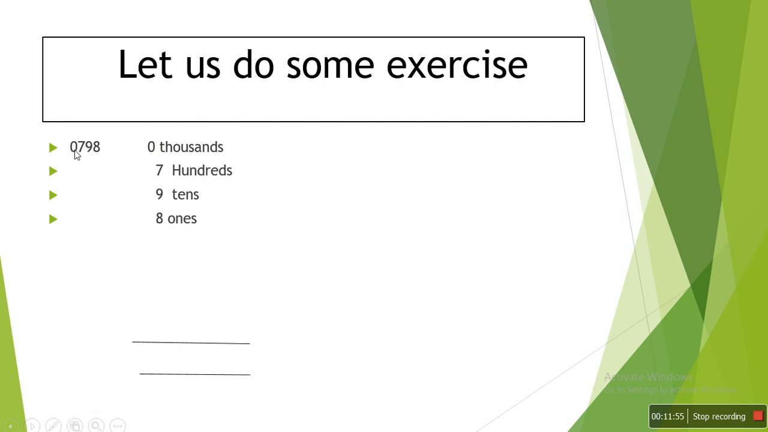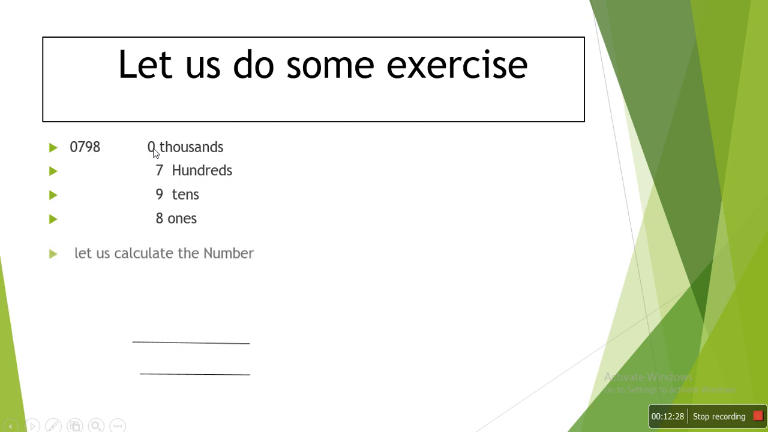So 0 is in which place? 0 is in thousands place. So again 7, if we talk about 7, is in which place? 7 is in hundreds place. And 9 is in tens place. And if we talk about 8, it is in ones place. So in this way we have expanded this number. Because we are expanding the numbers, again I'm telling you, that's why we have to write every number with its value. Like 0 is in thousands place, that's why we have written it.